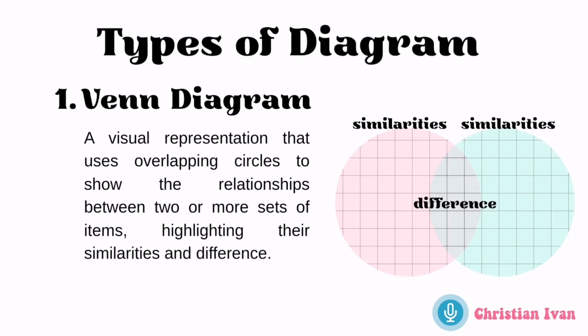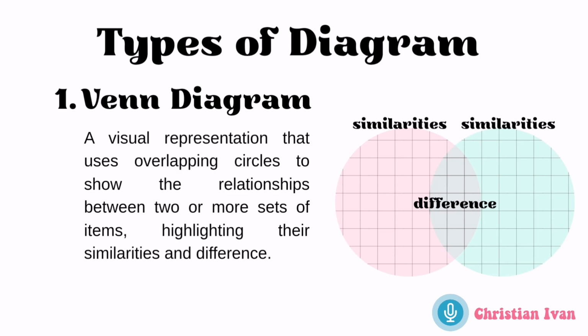One type of diagram is the Venn diagram. A Venn diagram is a visual representation that uses overlapping circles to show the relationship between two or more sets of items, highlighting their similarities and differences. Each circle represents a category and the overlapping section or intersection shows shared characteristics. They are useful tools in various fields like mathematics, logic, and statistics for organizing and comparing data.